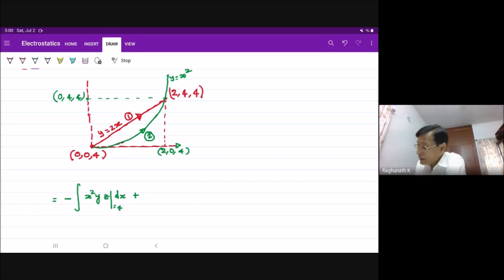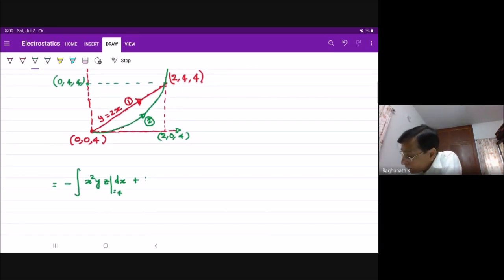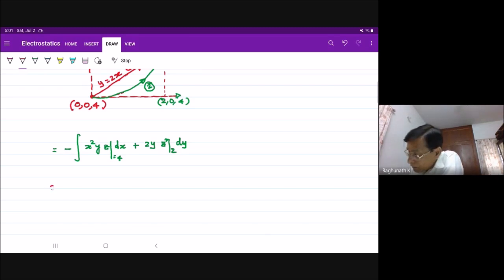First thing that we have to do. Then the next component is 2yz squared dy along path 1. What is it? Minus integral x is equal to 0 to x is equal to 2, 4x squared into y is equal to 2x, dx.